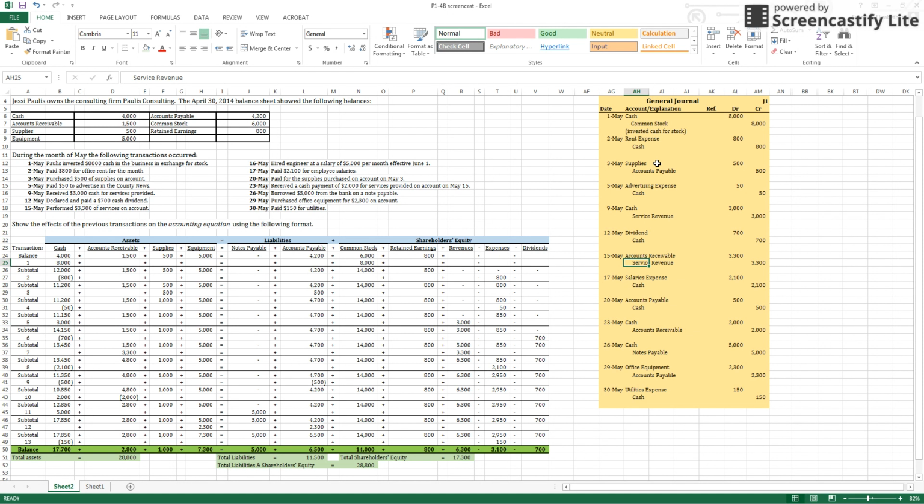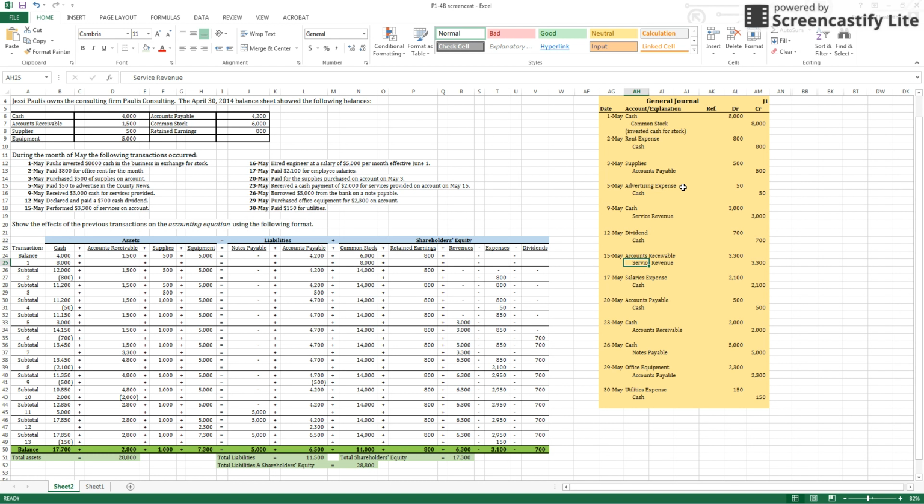On the 3rd of May, we purchased $500 of supplies on account. So an asset went up, supplies, and so we would debit that. And we didn't pay for it, so our accounts payable also went up, an increase in a liability. We credited that for $500.